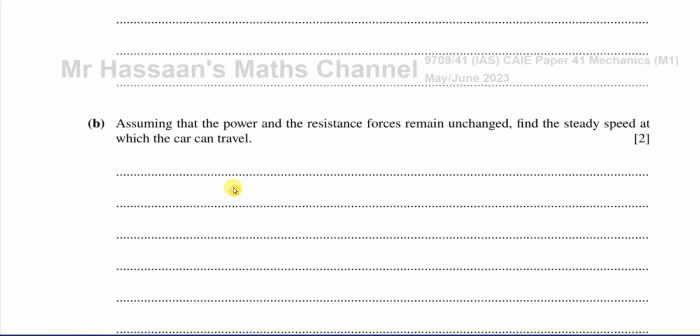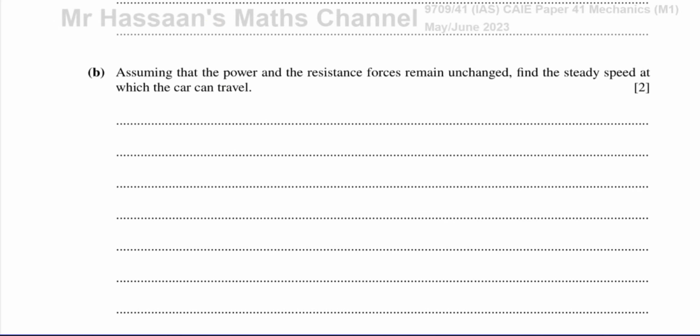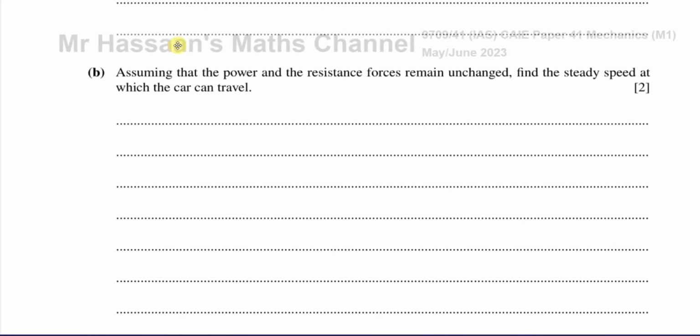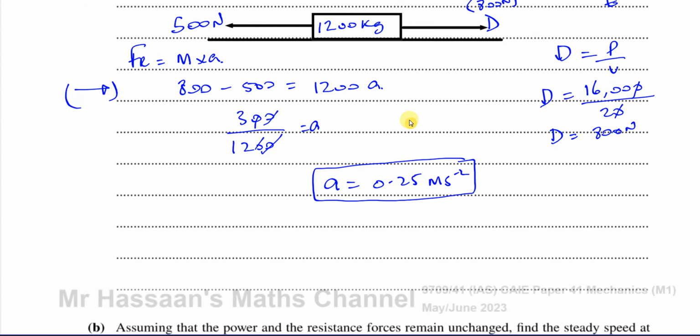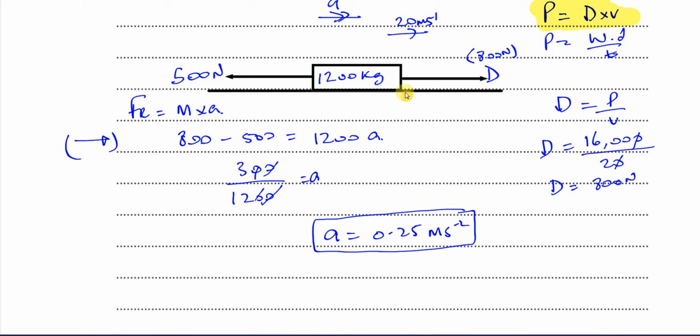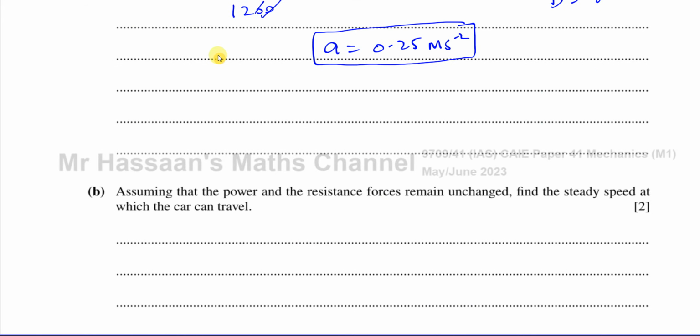Now we're going to move on to part B. It says, assuming that the power and the resistance forces remain unchanged, find the steady speed at which the car can travel. This is a very common question. We know that the maximum speed is when the acceleration is 0. For example, if you have a velocity-time graph, the maximum velocity would be when the acceleration is equal to 0.